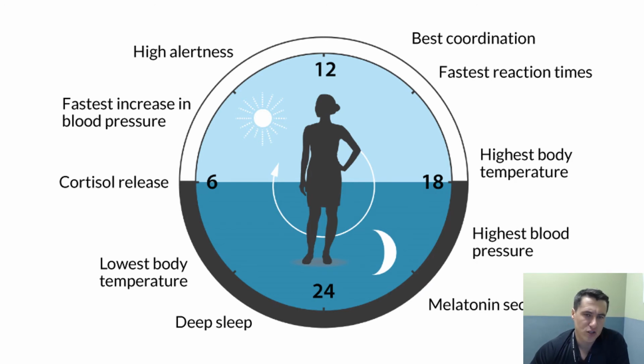This clock's pretty cool. It just shows how alert we are during the day, when our temperature is highest and lowest, when melatonin is secreted. So you can see it's secreted later in the evening or afternoon, and then cortisol, which is like the opposite, triggers us to wake up and to be a bit more active and higher alert. See, we're higher alert in the morning. However, we get fastest reaction times and best coordination in the afternoon, potentially.